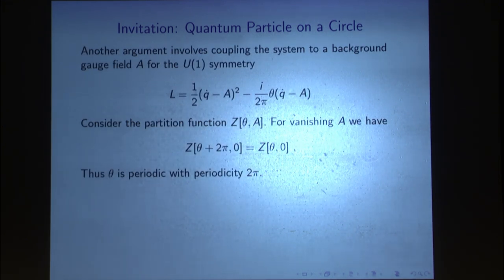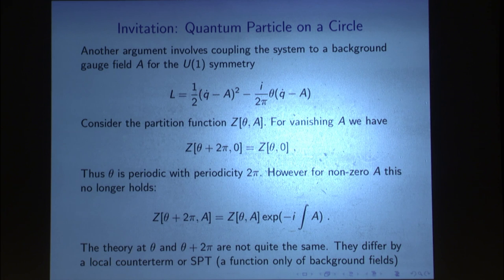Let me give you another argument, which is more in the spirit of what we'll talk about. So we had this U1 symmetry, which existed for all theta. So we can couple our system to a background gauge field A for the U1 symmetry. And so now we have a partition function Z that depends on theta, the coupling constant, and A, the background U1 gauge field. So when A was off, we had this very simple equation: Z of theta plus 2 pi is Z of theta. And this is what made us think that theta, the coupling constant, is periodic with periodicity 2 pi.